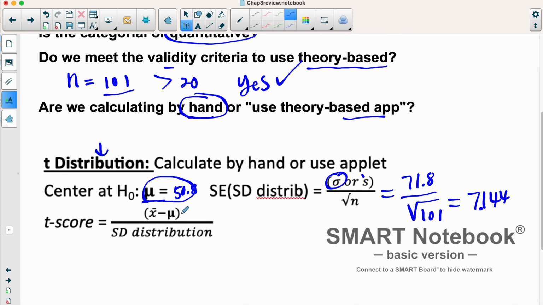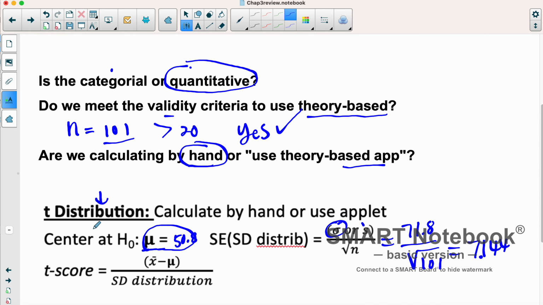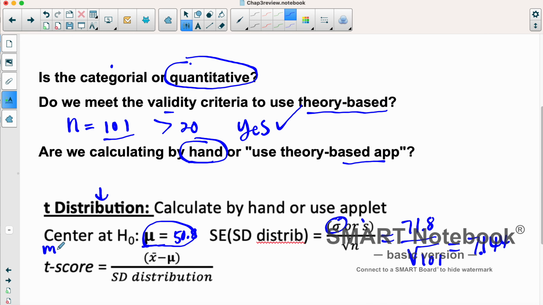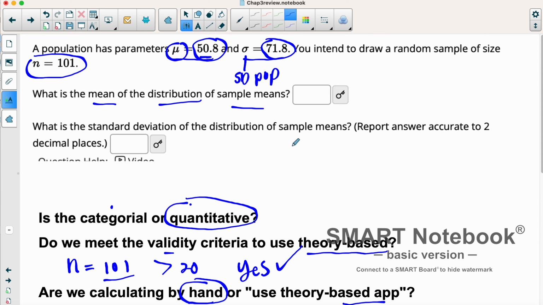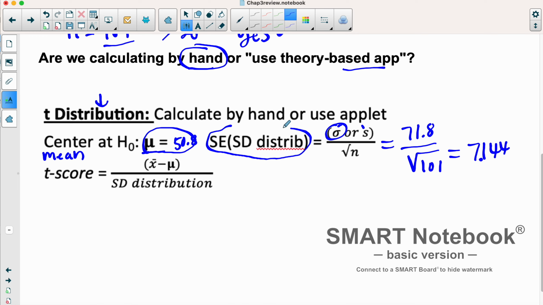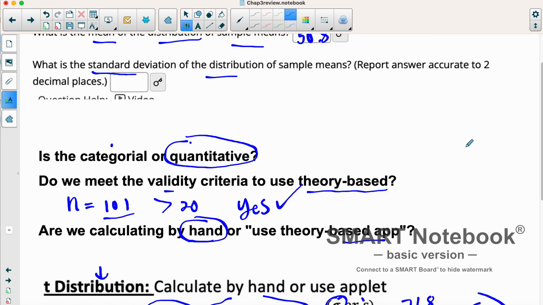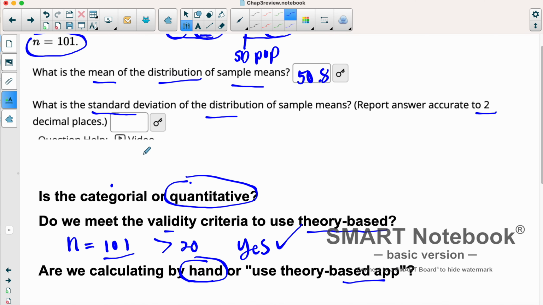What did the problem ask us? It said, what is the mean of the distribution? The mean of the distribution is just the center. The center is the mean, 50.8. The standard deviation of the distribution is just this value here, also called the standard error. Okay, we calculated it, 7.144. It wants it to 2 decimal places. That becomes 7.14.